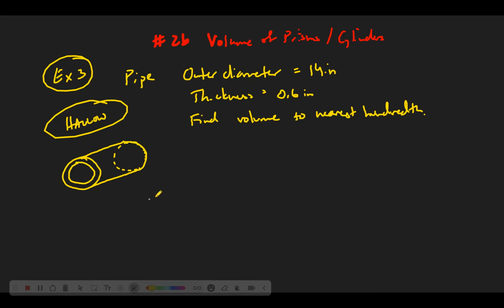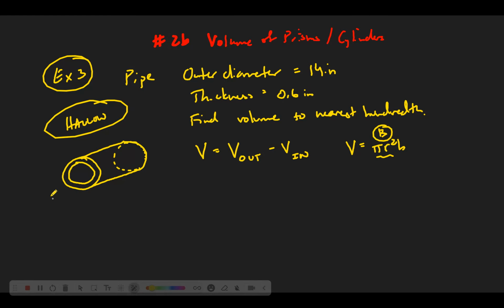So what this is going to be is volume equals the volume of the outer cylinder minus the volume of the inner cylinder. So it's just 2 volume of cylinder problems. Let's remind ourselves over here that it's pi r squared h. Because it's a cylinder, this pi r squared is the area of the base.